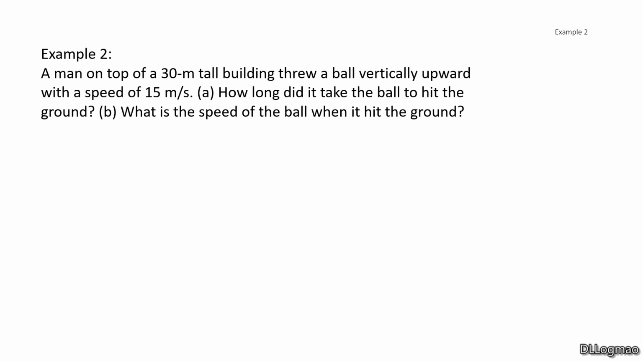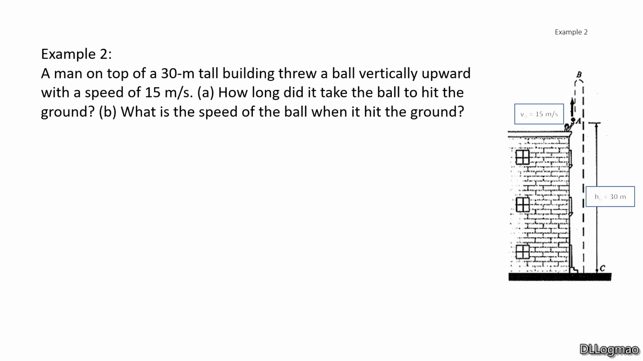The illustration shows 3 points in the motion of the body. A at the start of the motion, at the top of the building. B at the highest point of the motion. And C the point when the ball hits the ground. The instantaneous velocities and time are named using these points.